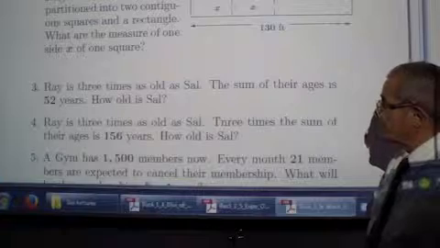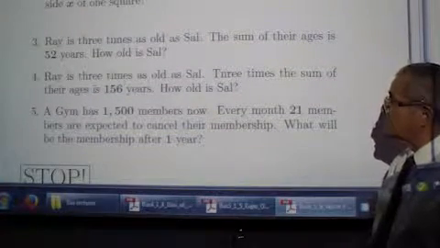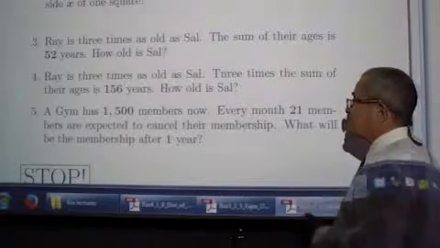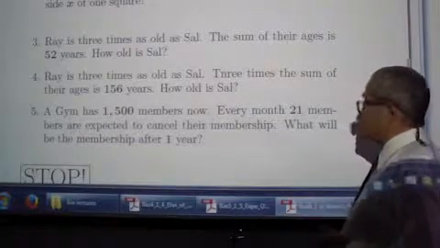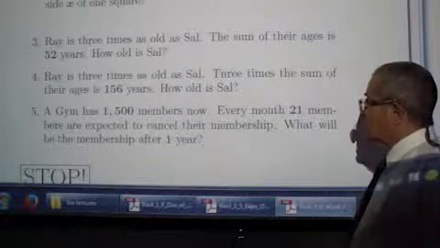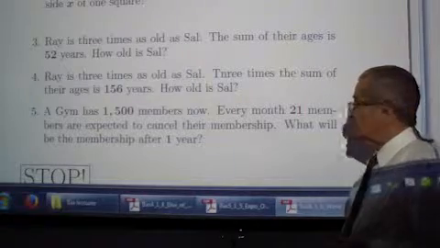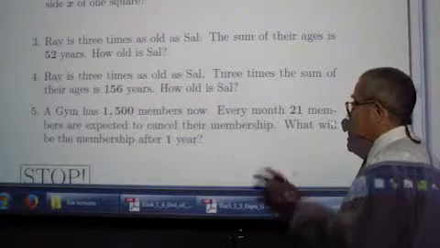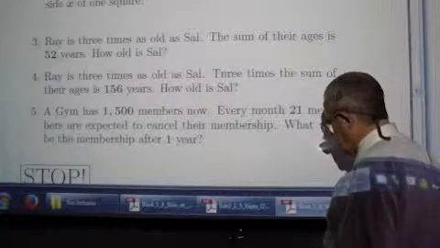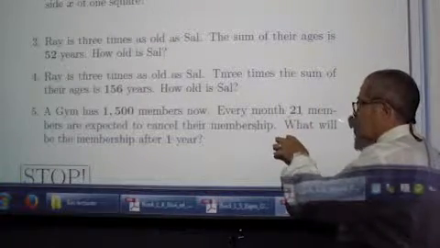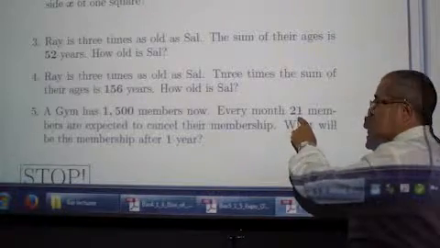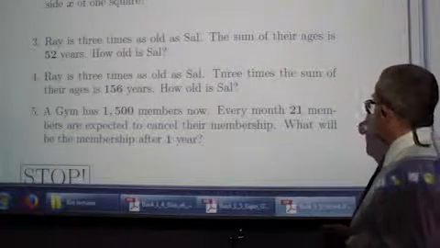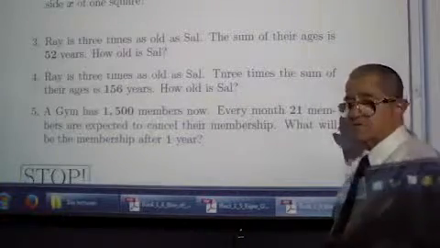Okay, are we ready for the next one? The last exercise. A gym has 1,500 members now. Every month, 25 members are expected to cancel their membership. And assuming that more members come in, the number that leave versus the number that come in, what is left after you deduct the number that left from the number that come in, every month that number is 21. It happens to be the same number every month. And what will be the membership after 1 year?